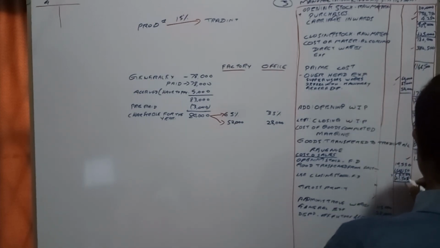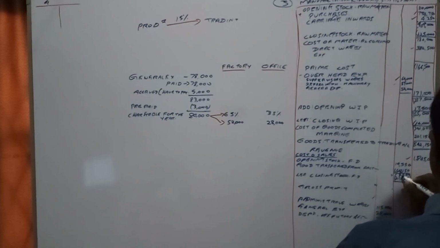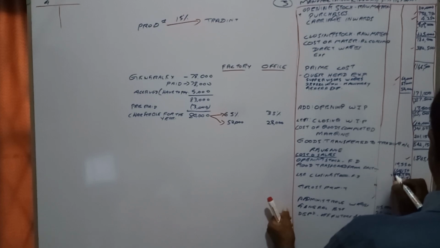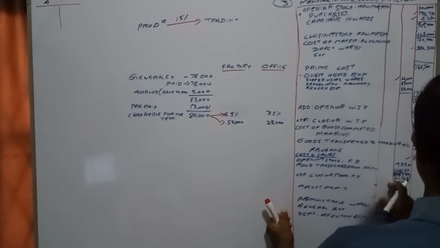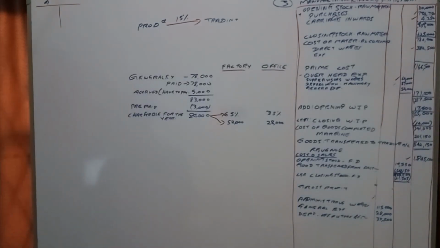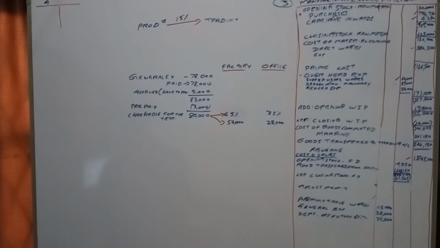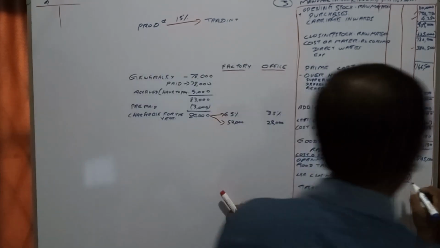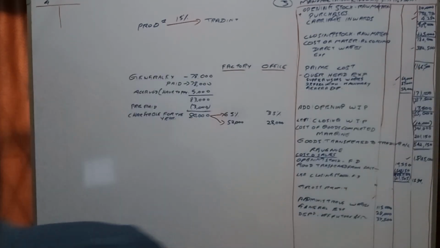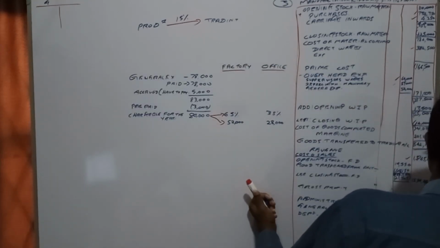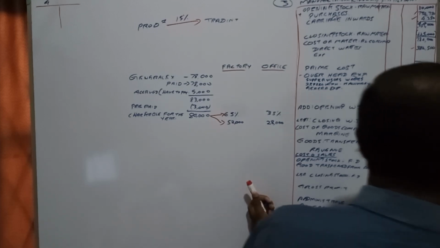42,000. 1,561,000 minus 21,505. That is 1,539,495. Right? Then what is the gross profit?